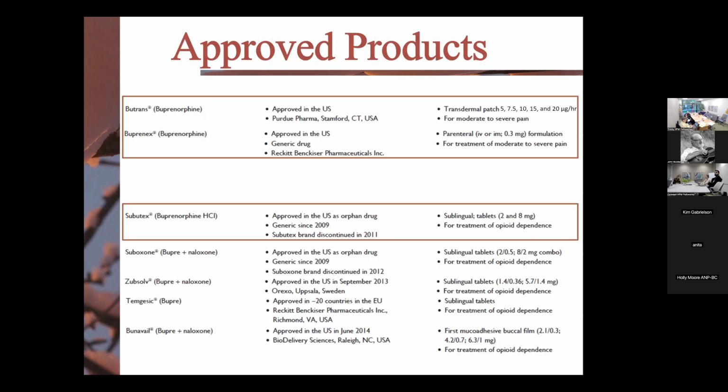When we look at products that are out there, you may hear these terms thrown around. Butrans patch is the commercially approved brand name patch. We do now have generic forms. Unfortunately, generics, even with copays, can still be a couple $100 a month. So it's available, yes, but still cost can be prohibitive with that.